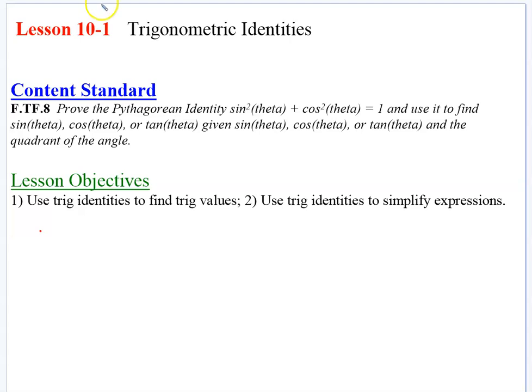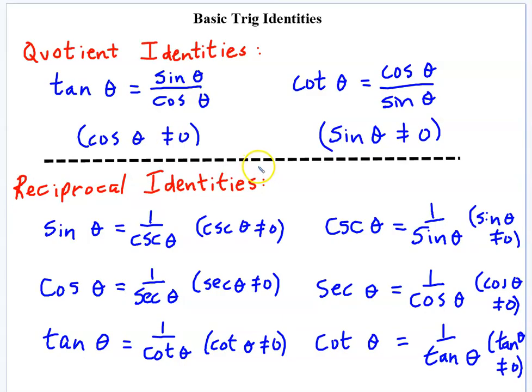And so let's get started with a review of some identities that we've already seen. We would consider all of these to be basic trig identities. These quotient identities we've already looked at. We've talked about how you can make tangent by doing sine divided by cosine. We also mentioned dealing with the unit circle, that if you take the y coordinate of a point on the unit circle from an ordered pair and you divide by x, you can also get tangent in that way.